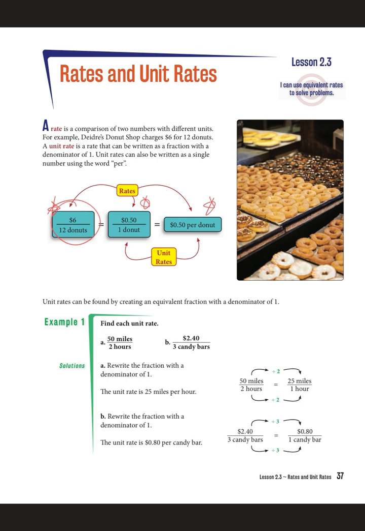Unit rates can be found by creating an equivalent fraction with a denominator of 1. So for example number 1, it says find each unit rate. So you have part A and part B. In part A, you've got 50 miles in 2 hours. And for part B, you've got $2.40 for 3 candy bars. So make sure you guys pause the video, read the solutions, and look at the work that they show, and hopefully this will make sense to you. Moving on.